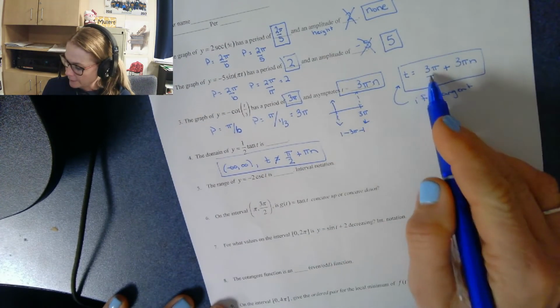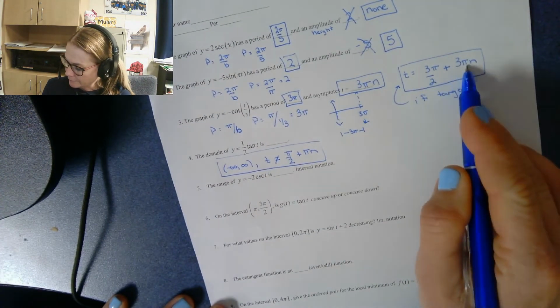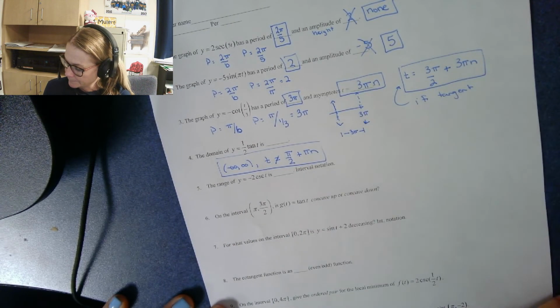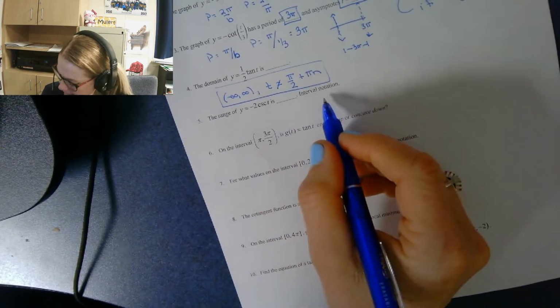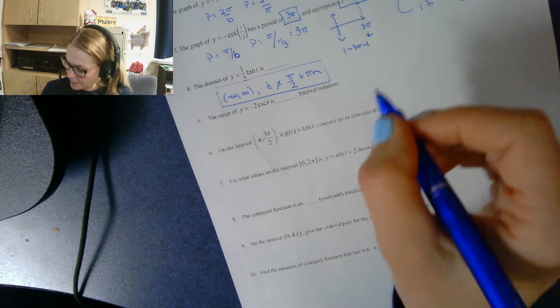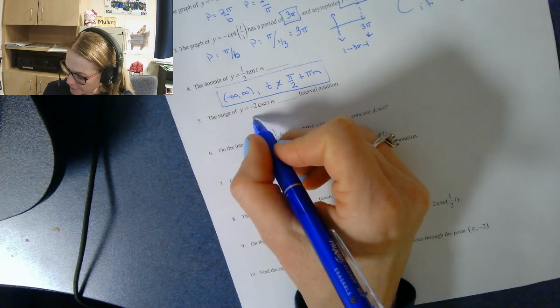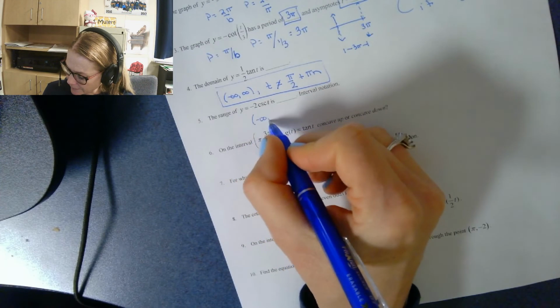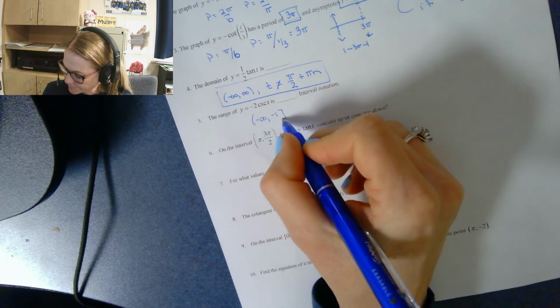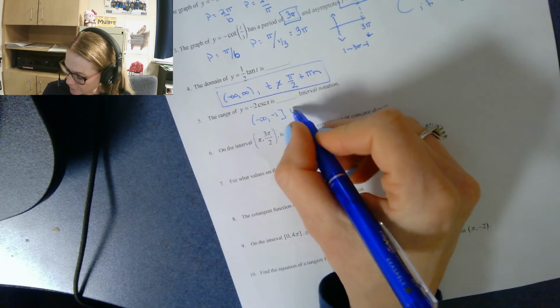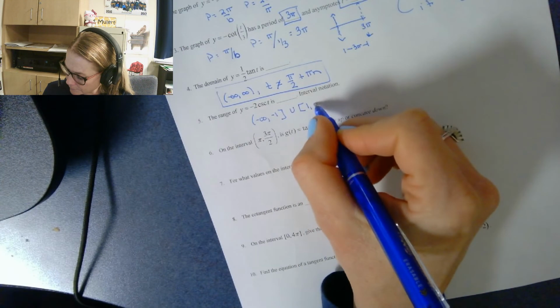And that's what happened here. 3 pi over 2, and then repeating by that period. All right, the range of negative 2 cosecant is, okay, so normal cosecant goes from negative infinity to negative 1 in union, 1 to infinity.